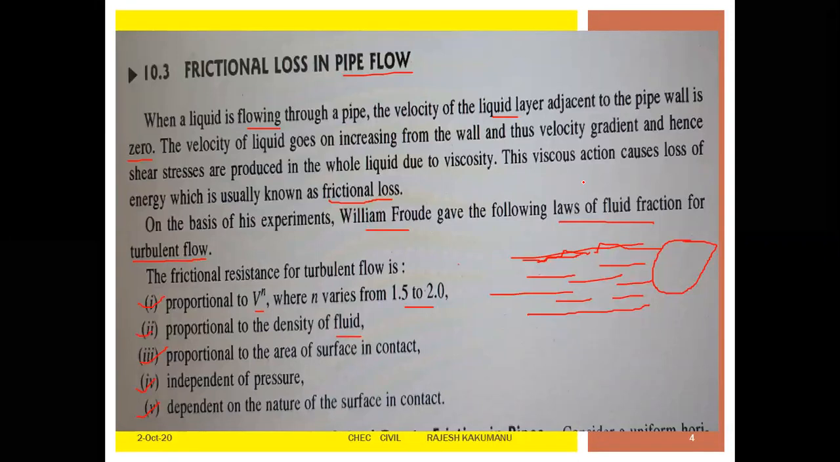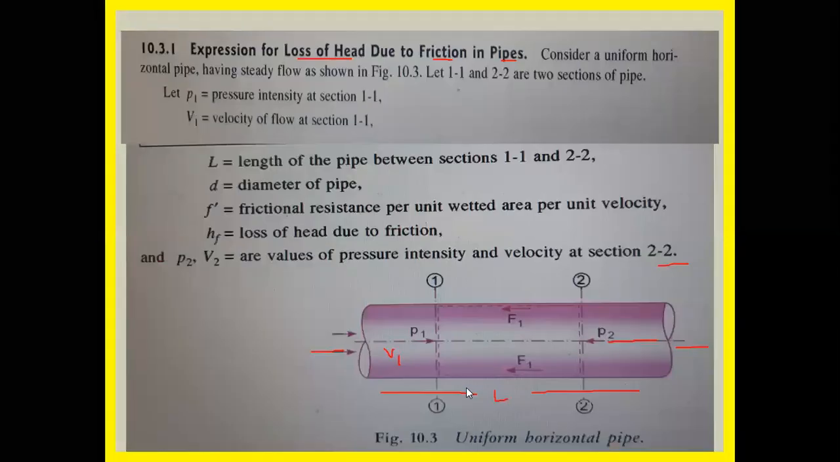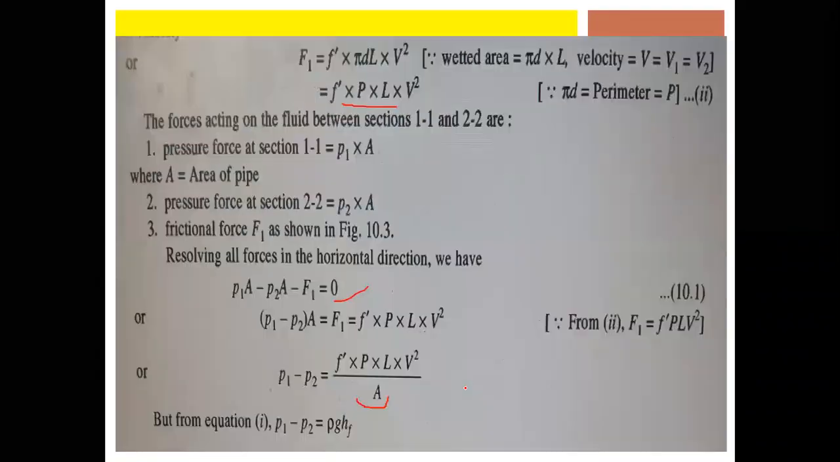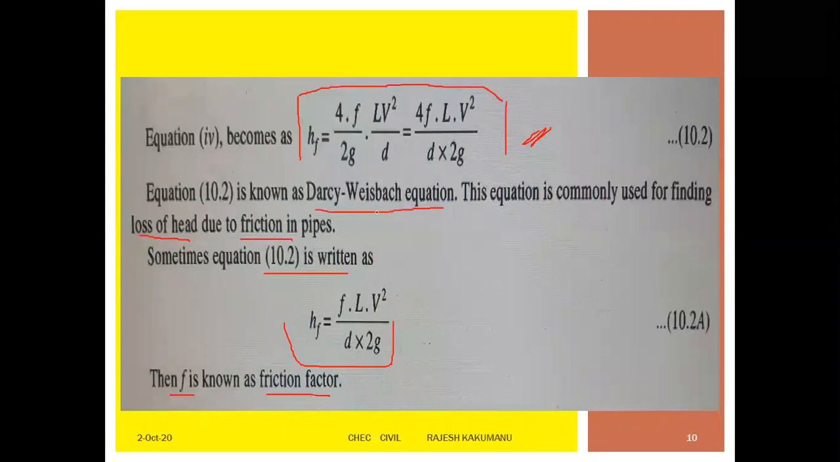By taking the assumptions, by taking the laws of William Froude, we accepted this friction loss. By taking this into consideration, which equation are we deriving? We are deriving the Darcy-Weisbach equation. That's the Darcy-Weisbach equation.